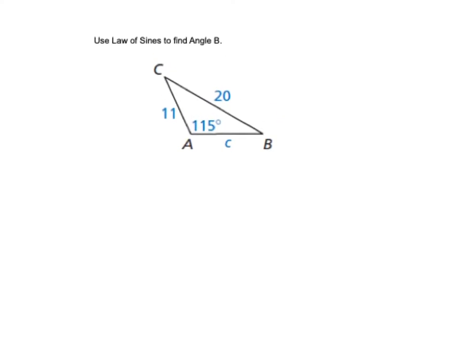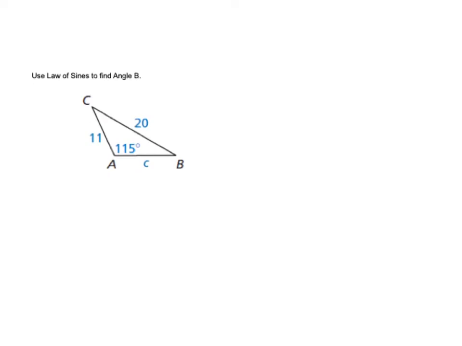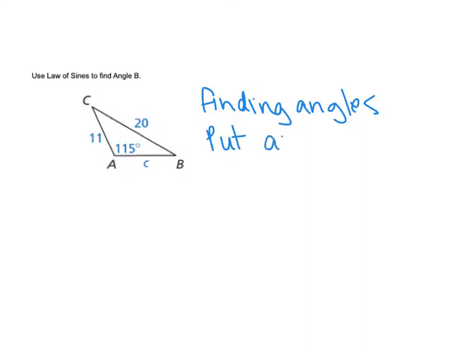Okay, the next one. On those previous examples, we were just finding side lengths. Now we can also use the law of sines to find an angle measure. Okay, so since we are finding an angle measure, we are going to put the angles in the top, in the numerator. Just makes for easier algebra.